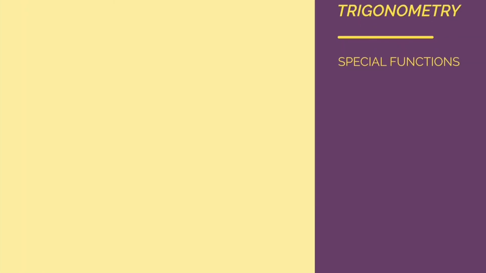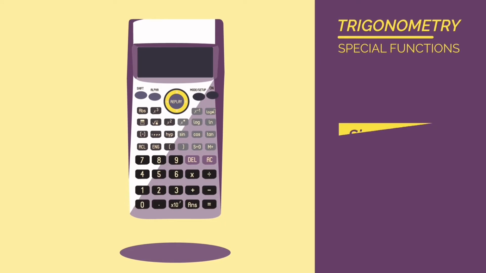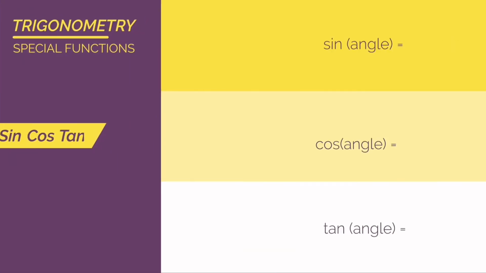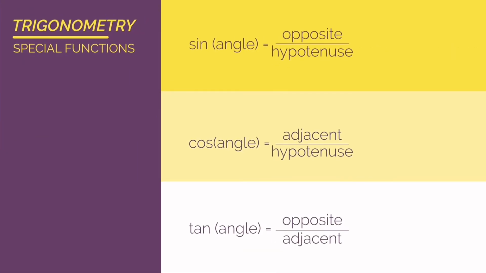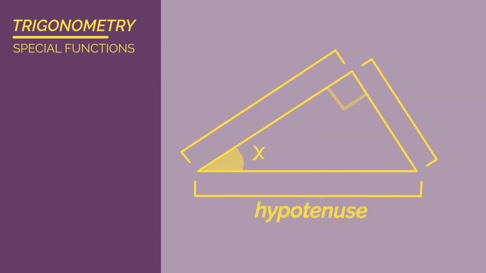There are three main functions in trigonometry: sine, cosine, and tangent. But we just call them sine, cos, and tan, which is how they are labelled on your calculator. These functions are just ratios between sides and angles on right angle triangles. So we need to firstly know which side is the hypotenuse, which is the opposite, and which is the adjacent.